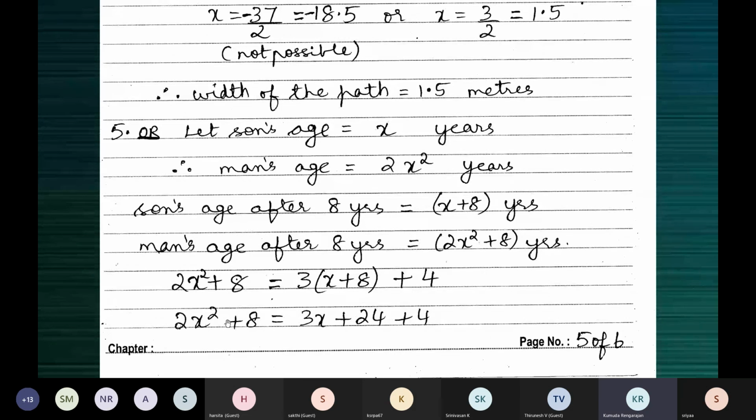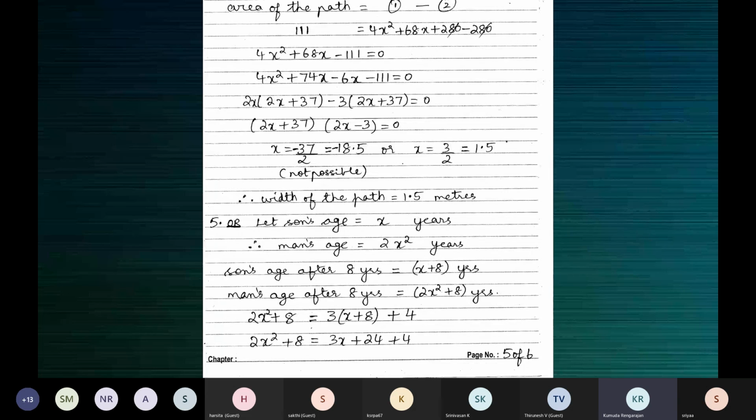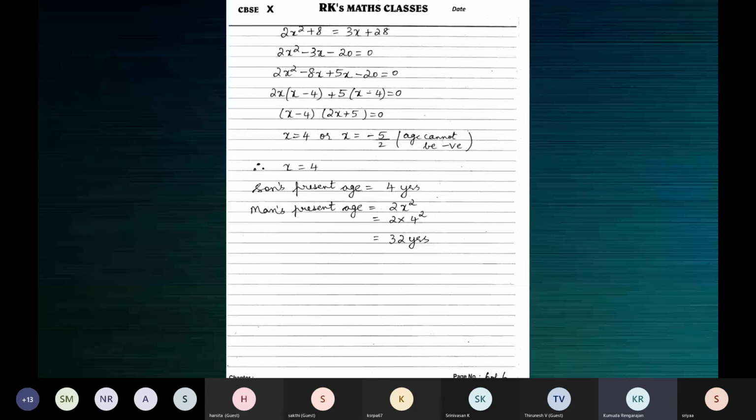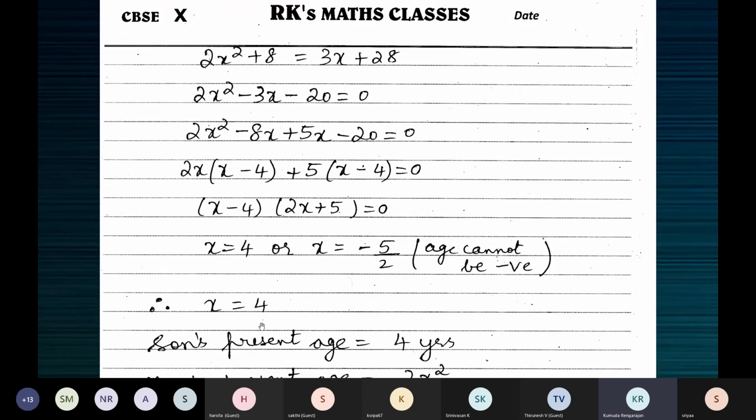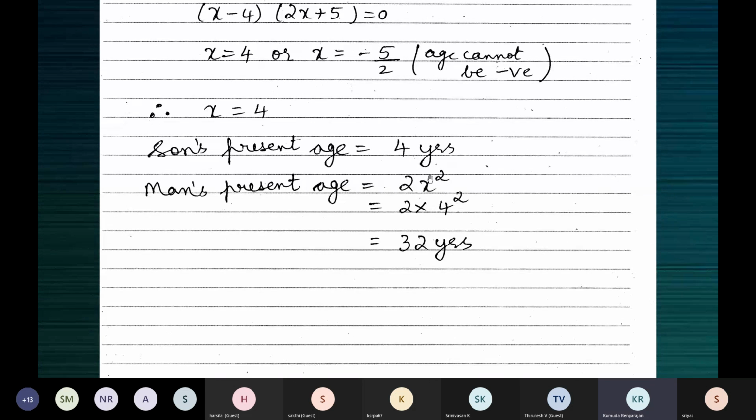So on working this, we get a quadratic equation. On solving this equation, we find x is 4 or minus 5 by 2. X is the son's present age and it cannot be negative. So X is equal to 4. So the son's present age is 4 and the father's present age is 2x squared. 2 into 4 squared. 32 years.